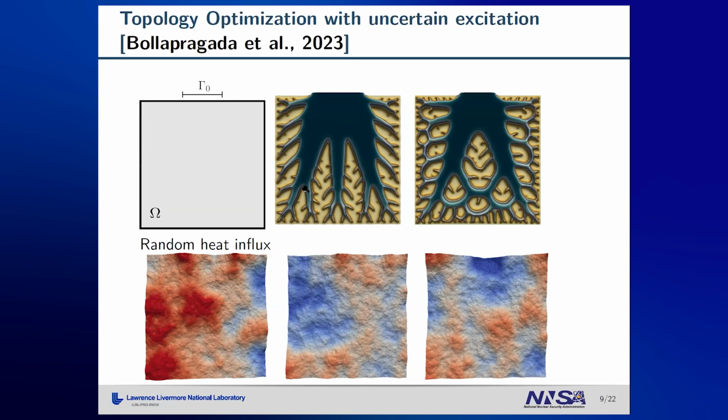So that's an example of how we optimize for a heat sink. That's a standard deterministic optimization problem. Our design domain is a unit square with a boundary condition on the top. So that's the distribution of the material if we have a uniform heat influx to the computational domain.